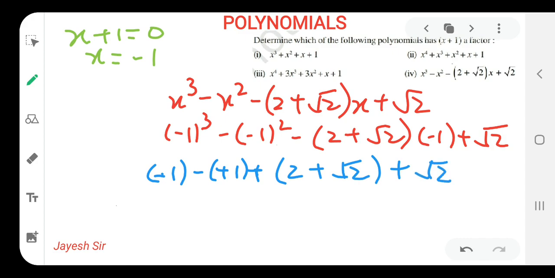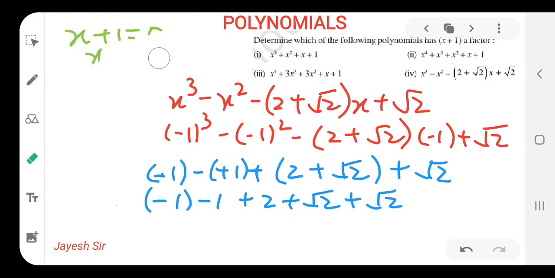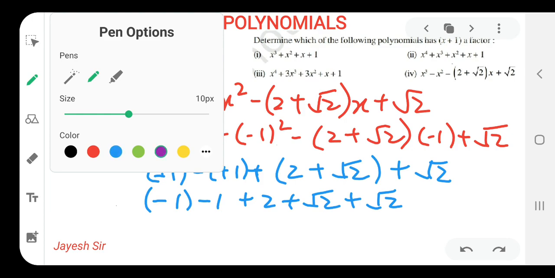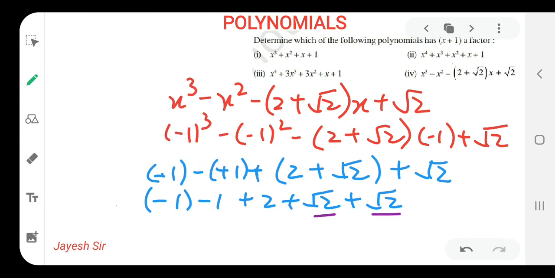Now how are we supposed to solve? Minus 1 plus 2 plus root 2 plus root 2. I hope you all might be knowing that root 2 plus root 2 gives the value as 2. What I am saying is root 2 plus root 2 gives the value as plus 2. Yes, root 3 plus root 3 will give the value as 3. Root 4 plus root 4 will give the value as 4. And root 5 plus root 5 will give the value as 5. I hope you all might be knowing.